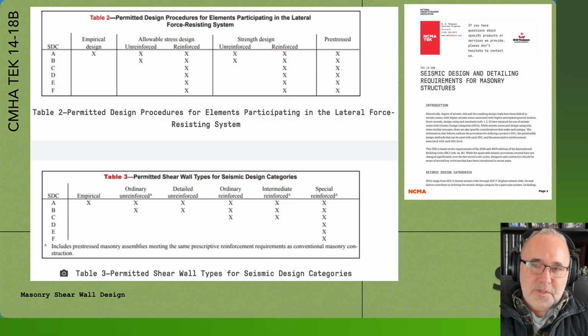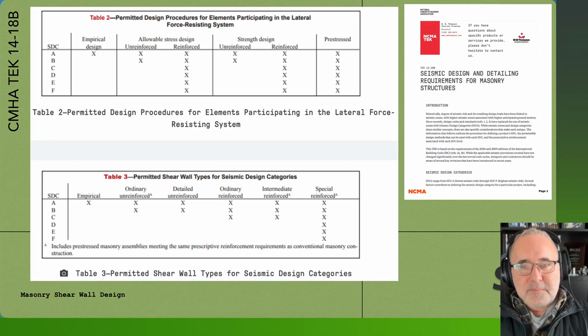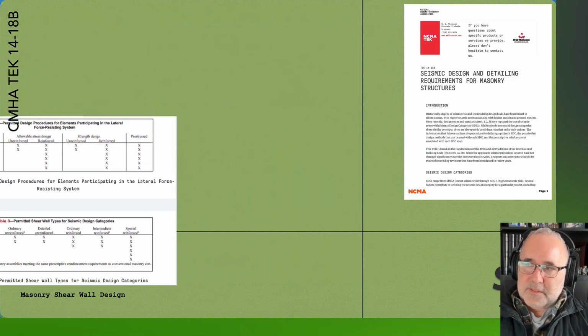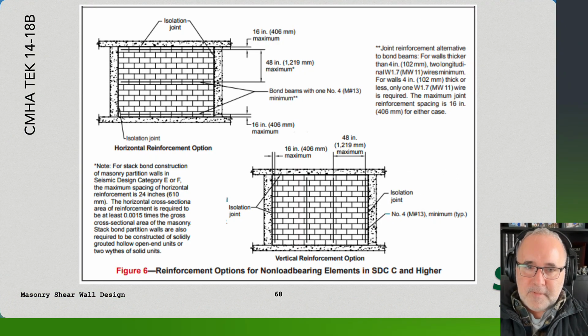But it also has some really good information for allowable stress design, strength design, and prestress design. Again, a little bit dated, but I think still very good information for designs. The guide also has some very nice details for what some of these elements look like. Here is going to be reinforcement options for non-load bearing elements in seismic design category C and higher.